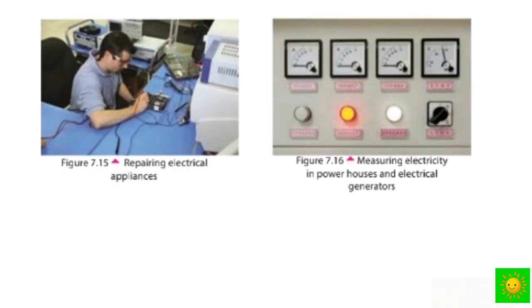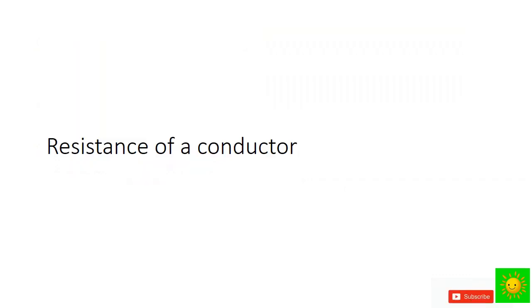I have given you two pictures. The first one is repairing electrical appliances. The second one is measuring electricity in powerhouses and electric generators. Our next subtopic is resistance of a conductor. We have already observed that current flows when a potential difference is applied to the ends of a conductor. Now we are going to find out further whether there are other factors affecting the flow of current through the conductor.